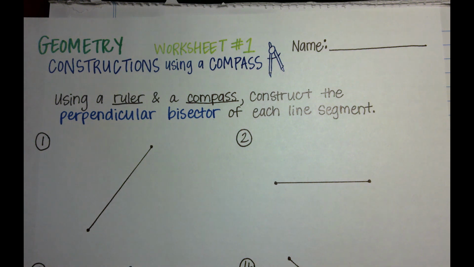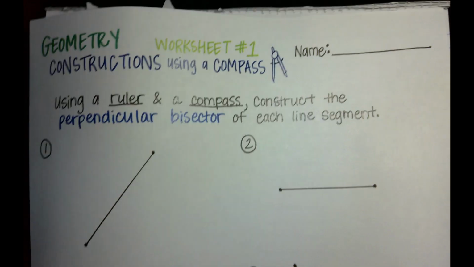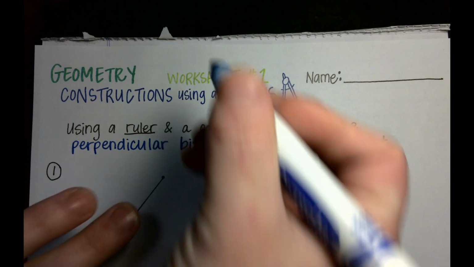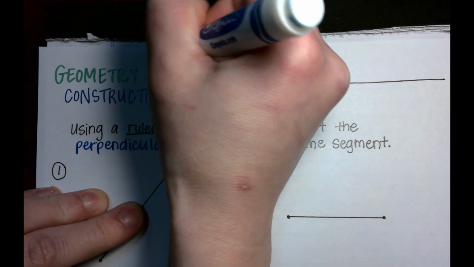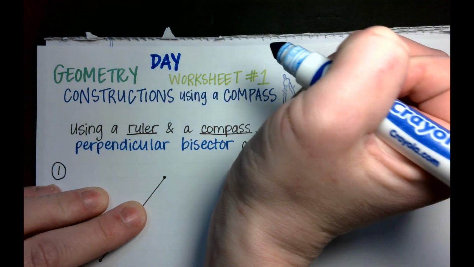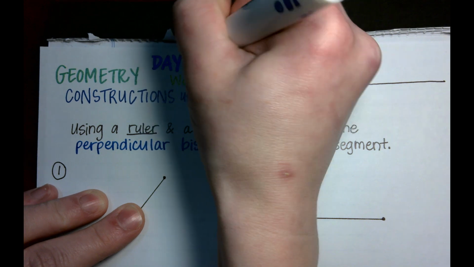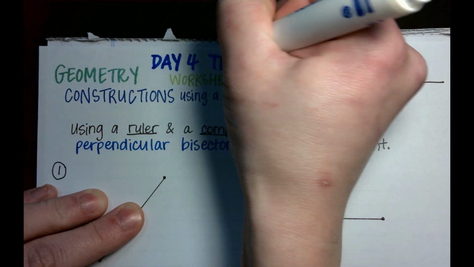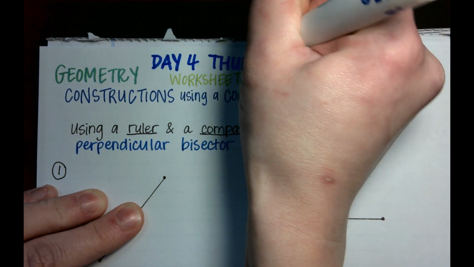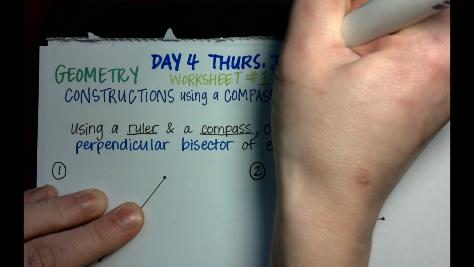Today is day 4 of geometry. I'm going to just write that on this worksheet. This was our do now today, just to work on this. You're not here and you're watching this video. This worksheet will be in your folder. Day 4, and it is Thursday, January the 16th.